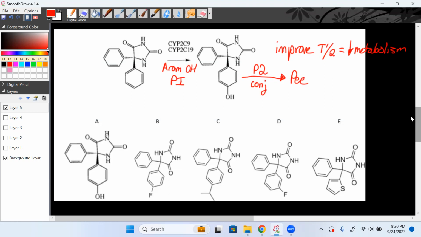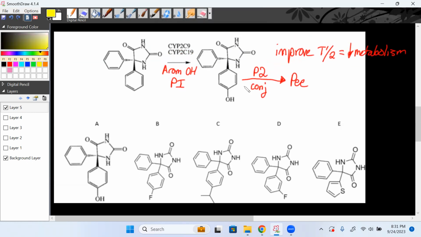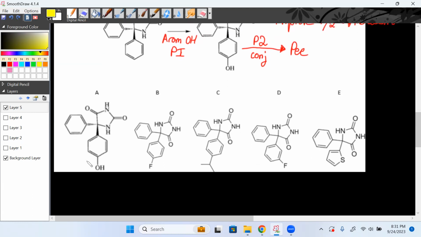So because of that, if we had a structure that could prevent either this or prevent this, we would improve the half-life, right? Because either one of these steps will result in metabolism. So our goal is to prevent metabolism. So let's look at structure A real quick.